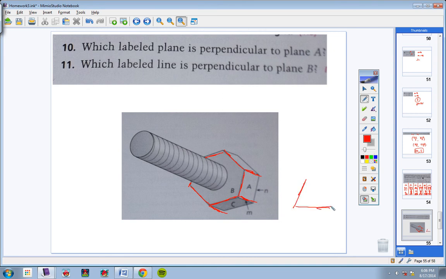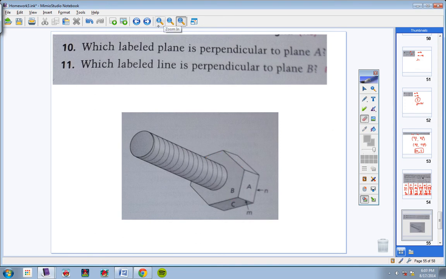If you had a sheet of paper like this and you took a pencil and you stuck it straight through the sheet of paper right here, and that pencil's going straight up and down, that line right there is perpendicular to the plane, okay? And so it's the same thing over here. This line right here is going straight up and down. It's perpendicular to plane B. So the line that's perpendicular to plane B would be line M. Line M right here is perpendicular to plane B.